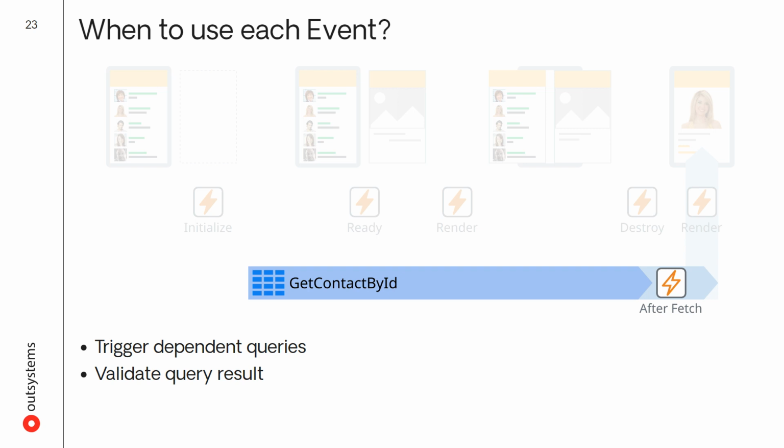Finally, the after-fetch event is quite useful in scenarios where aggregates depend on each other, such as country and states. The on-after-fetch event handler of the first aggregate can be used to refresh the query of the second aggregate. Also, if we need to do some logic over the result, such as checking if it is empty, the after-fetch event is a good place for that.